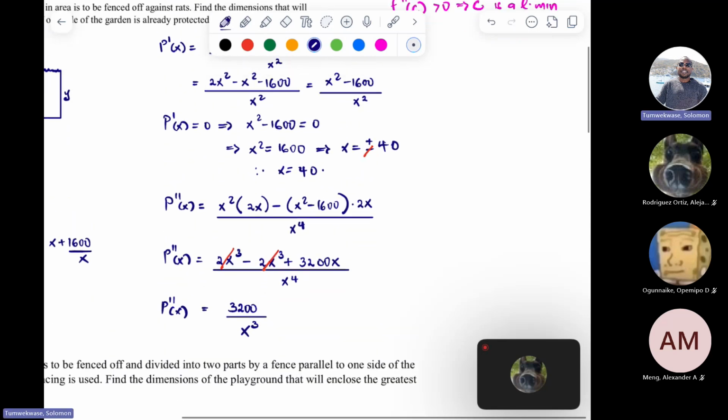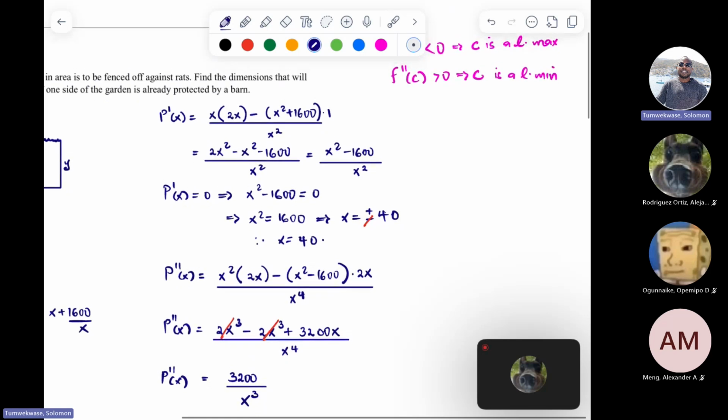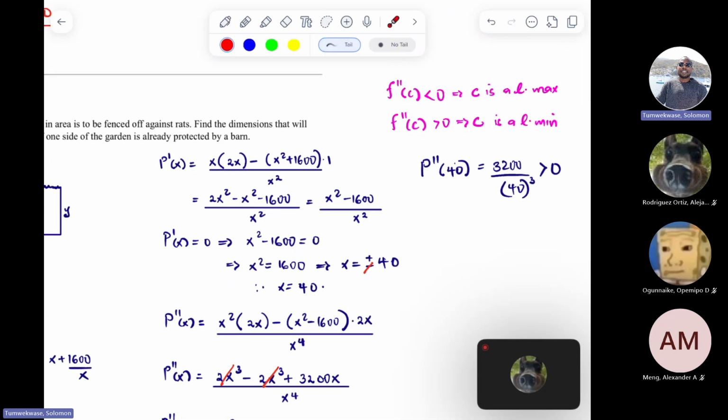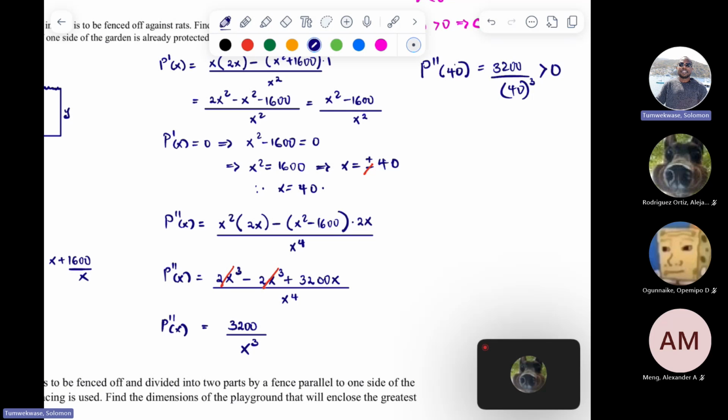Now, this answer we have here, remember we need to check the second derivative. So if I check the second derivative at the point 40, this is 3200 over 40 cubed. And you can see that whichever answer we get here is positive. And we said that if that answer is positive, then this point 40 is a local minimum, right? So we are saying that x equal to 40 is a minimum.